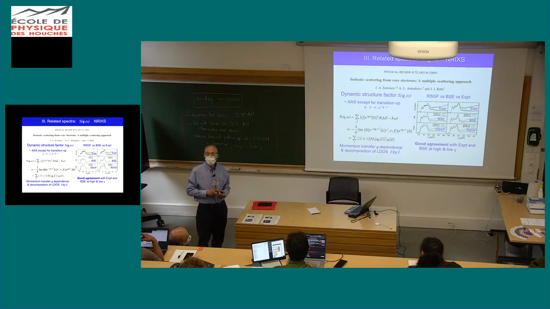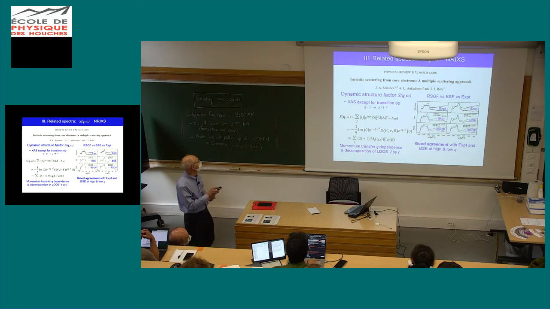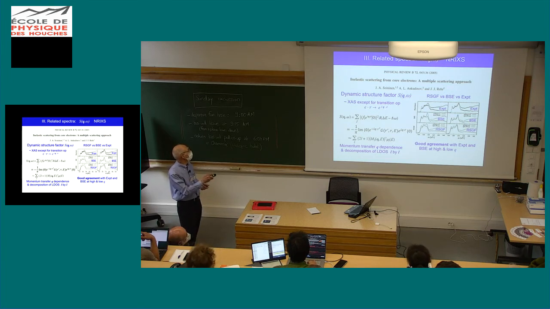Okay, so that's the story of XAS and XANES. We have an algorithm for calculating all those things. What about some of these other spectra? So NRIXS, non-resonant inelastic X-ray scattering, is essentially like X-ray absorption, except the transition operator, instead of being a dipole operator, is just an exponential, e to the i q dot r. So what you're measuring is the dynamic structure factor.